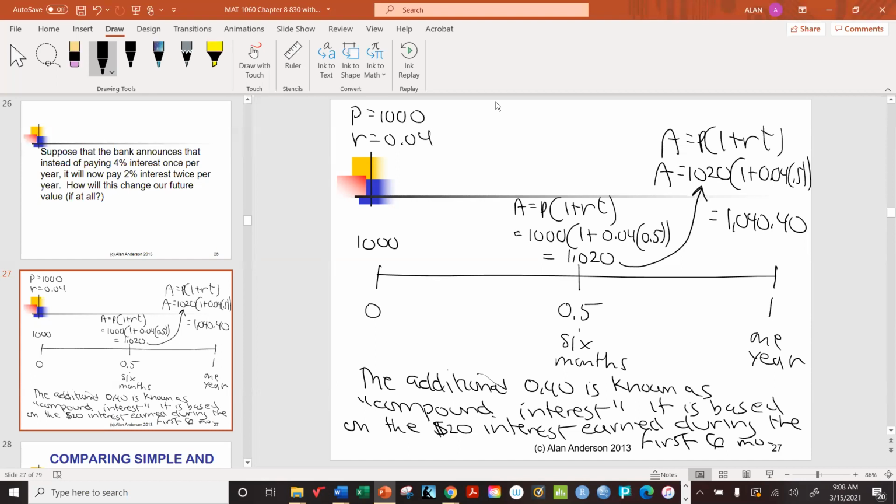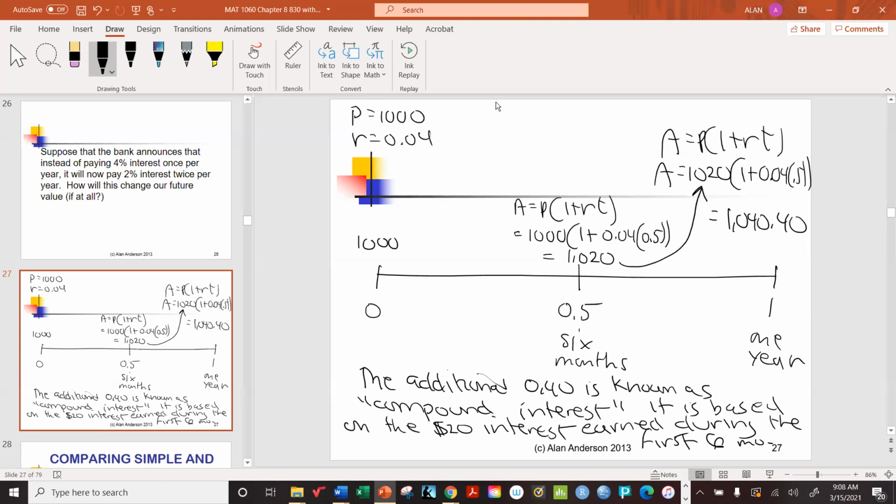All right, so does everyone get it? You see what I've done here? I've applied the future value formula twice, not once at the end of the year. I've split it up into 2 parts, but by doing it that way, all of a sudden at the end of the year, instead of having 1,040, I've got 1,040.40. And so the extra 40 cents that we just got is actually what we mean by compound interest.